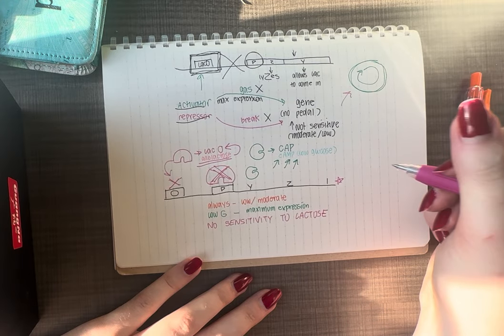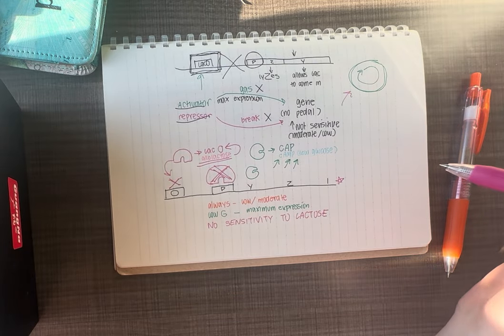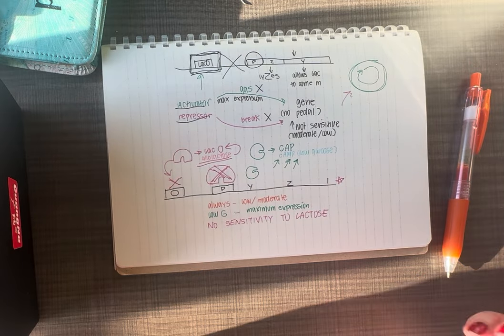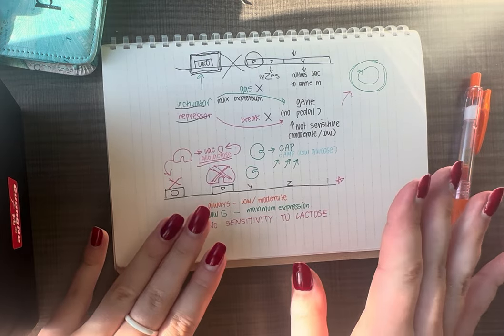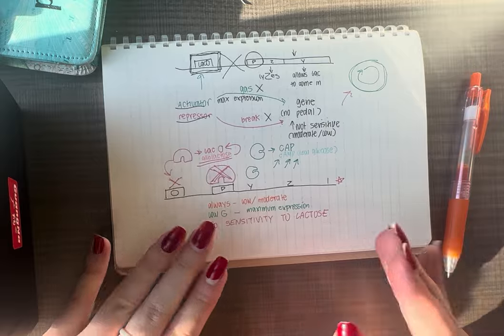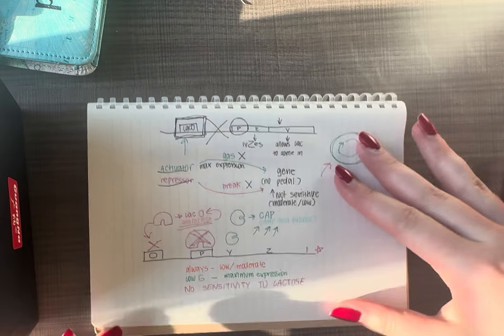Also, just to clarify, when I say low glucose, there's no threshold of how much glucose there is. I'm just going to use low glucose to say no glucose. Just to clarify any questions that you guys have, it just makes more sense to say high and low instead of high and no. So, a few more scenarios for you guys.